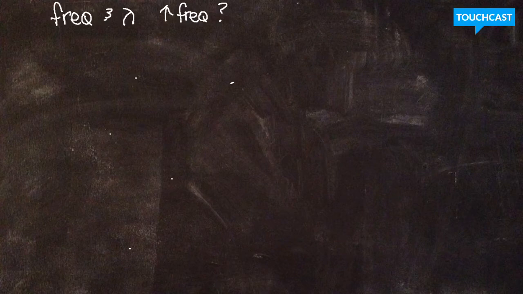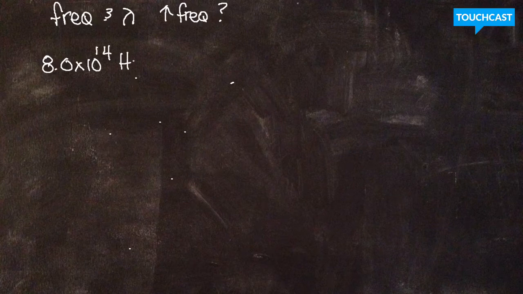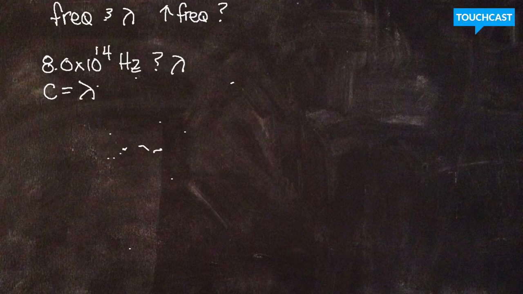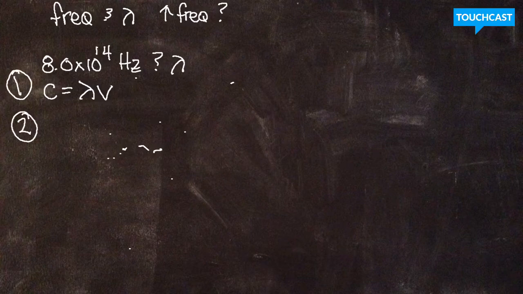And the question is, if I have the frequency of 8.0 times 10 to the 14th hertz, what is the wavelength of my wave? So I've got to find an equation that I'm going to use. I know from my previous studies in this unit that c equals wavelength times the frequency. So step 1, write the equation you're going to use. Step 2, put in your knowns.